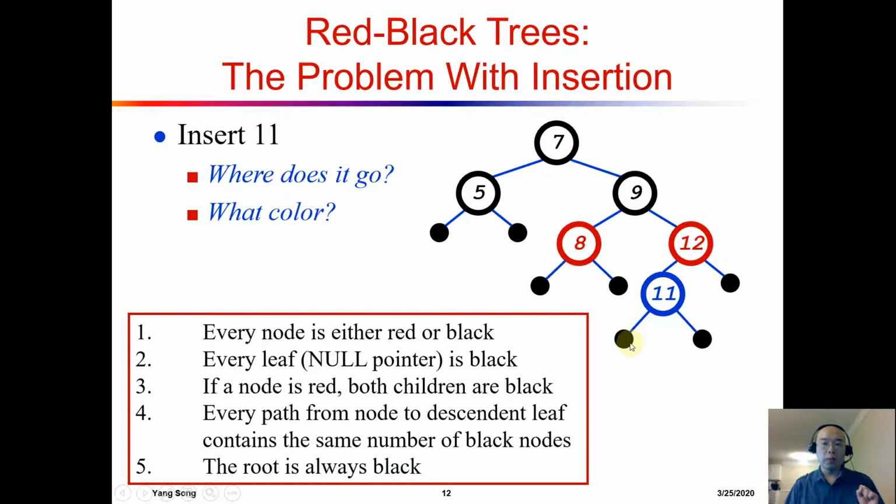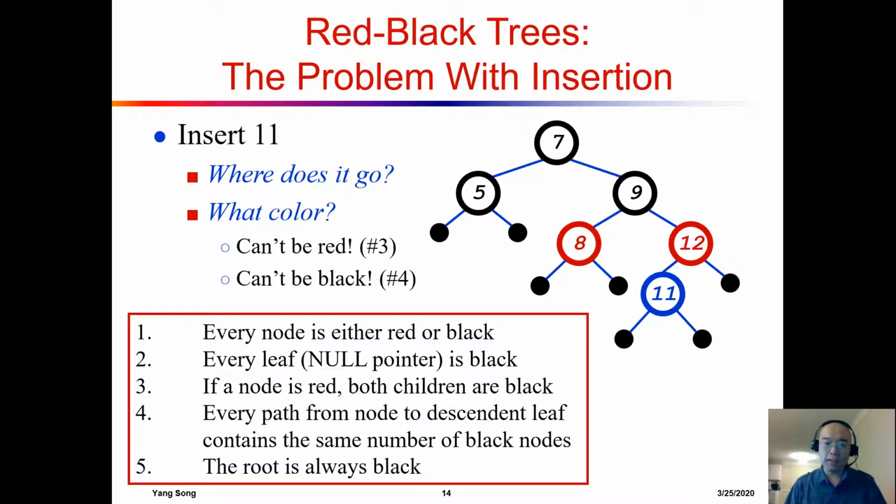So the black height will be 4 from 7 to this nil node. However, if you check other paths and the black height is 3, so we are violating property number 4. So it can be red, it can be black. How can we do? Okay, we can recolor the tree.